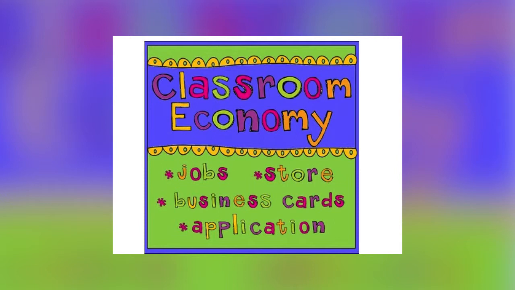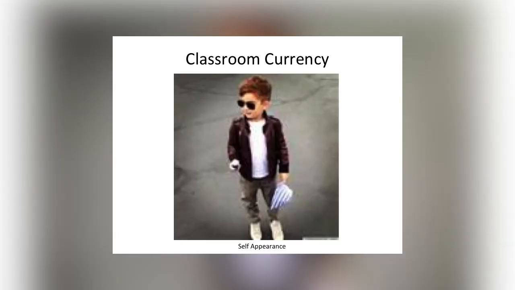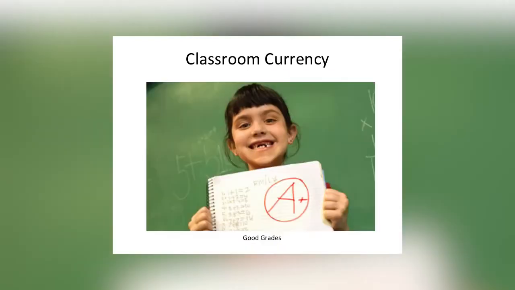So what is the currency within the classroom economy? Well, one of them is behavior. Children are maybe bullies because that's the currency they use to acquire their needs. Other children may use self-appearance. They may think that self-appearance is the currency which is giving them access or better access to the needs that they desire. Another currency, and hopefully an important currency within your school system, is good grades.